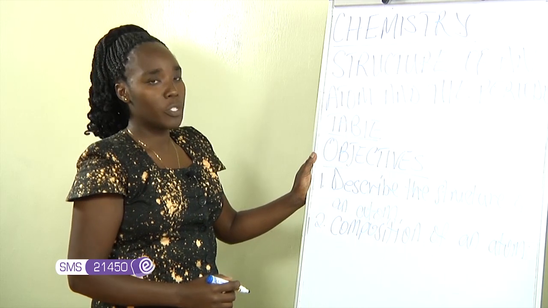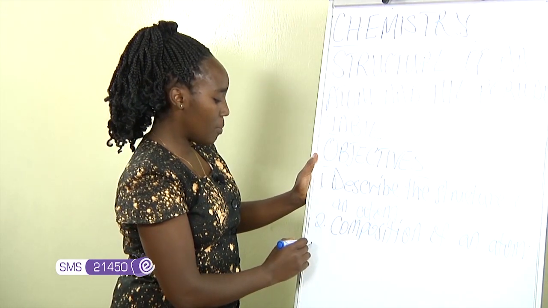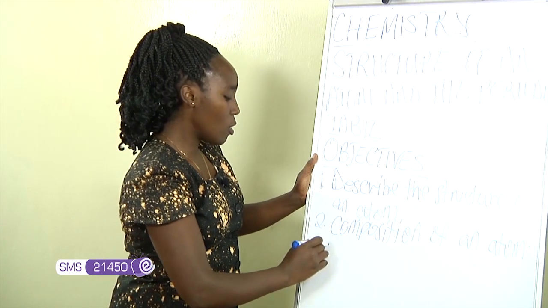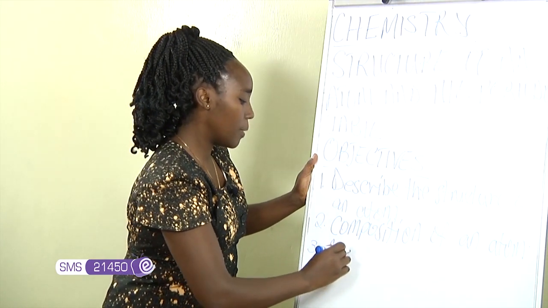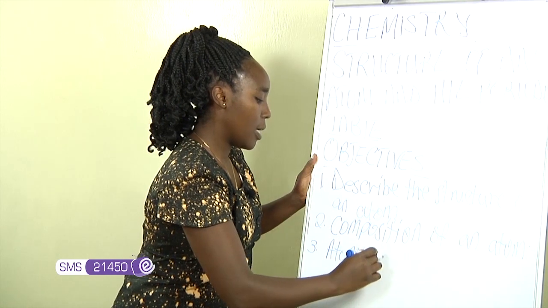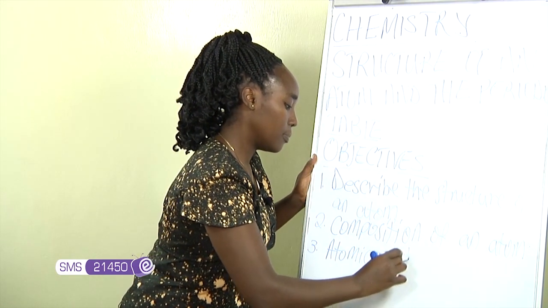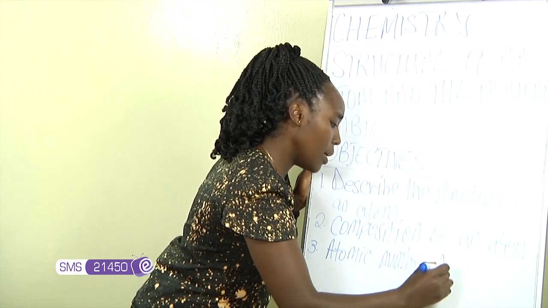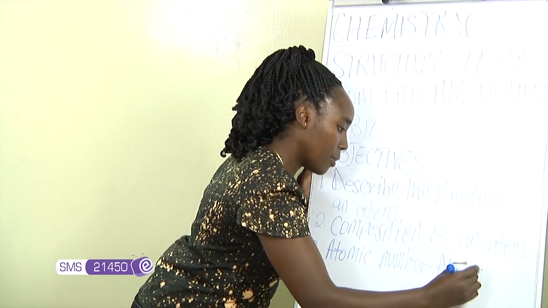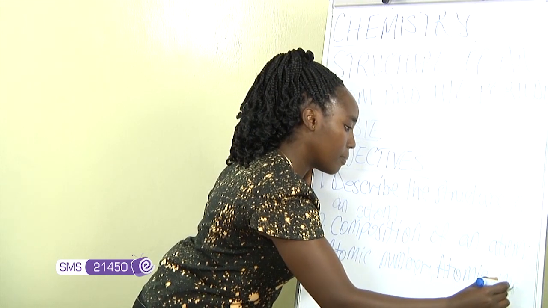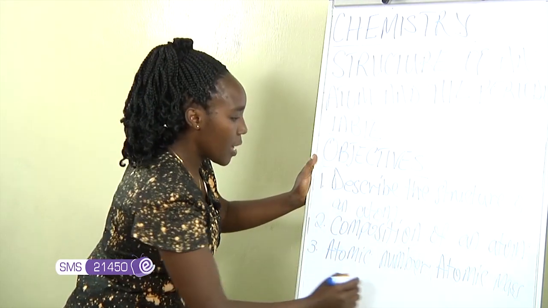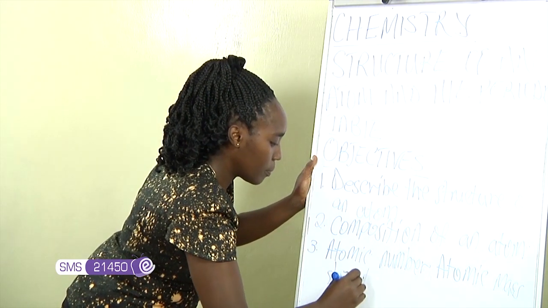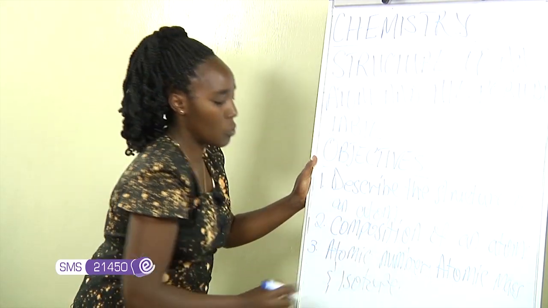On the atom also, we need to describe or define a number of terms. We need to know what we mean by atomic number. We also need to define the atomic mass. And we need to define also what an isotope is.